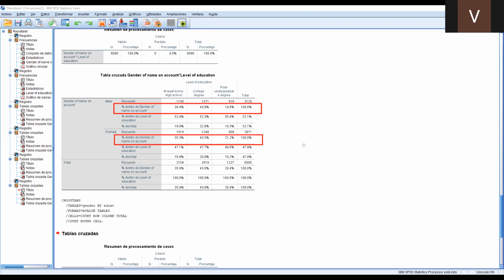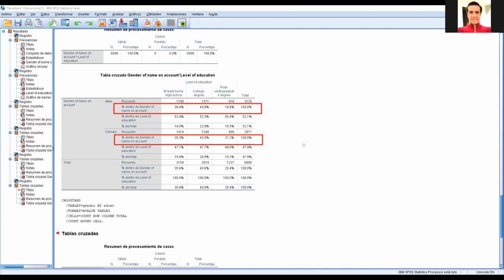What do you mean by last one? I said 36.4, 43.8, and one is missing. 19.8%. 19.8 what? Yes, but what of what? Of the level, at least high school?